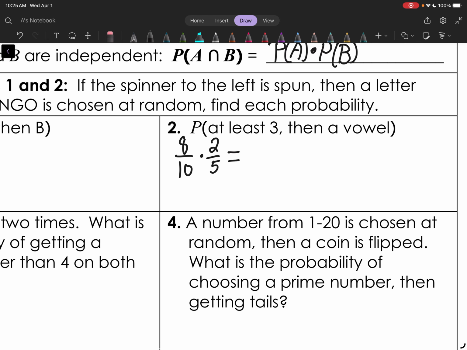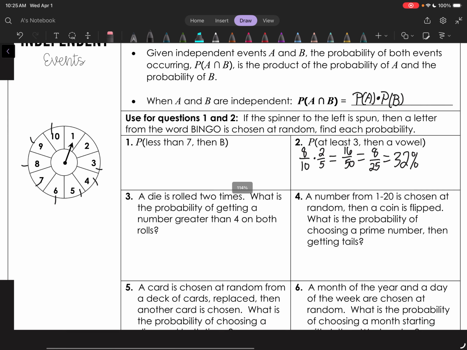Whenever I do this, I'm going to get 16 over 50. And we can say this is 8 over 25 or 32%. Try number 1.